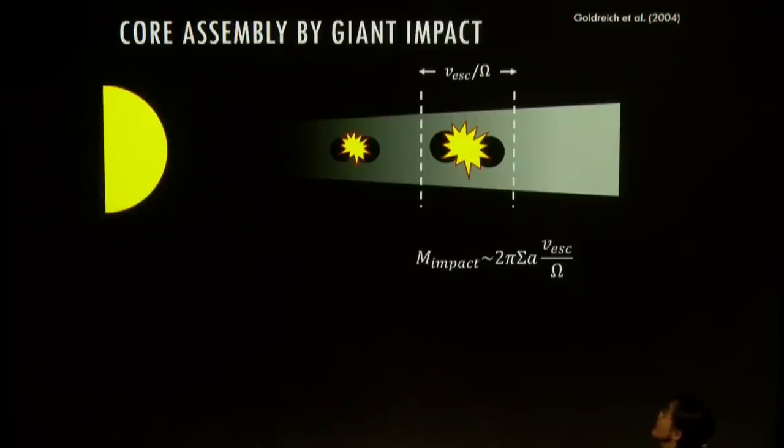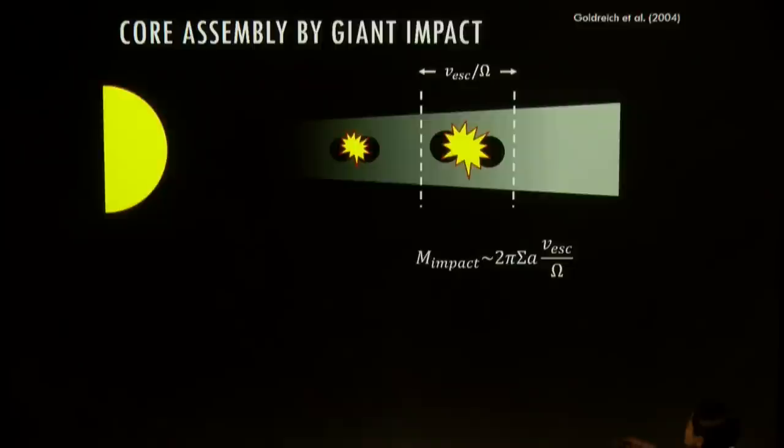So let's think about that in the context of core assembly by dry giant impact, this series of major mergers. You can actually calculate to order of magnitude the maximum mass of the core that you can create out of dry giant impact by realizing that there's a feeding zone that's relevant, where these cores are going to undergo radial scatter as they get perturbed by their neighboring bodies. And the maximum energy that they can impart is basically given by the surface escape velocity of the neighboring bodies. So this radial scatter is simply given by the surface escape velocity divided by the Keplerian rotation frequency.